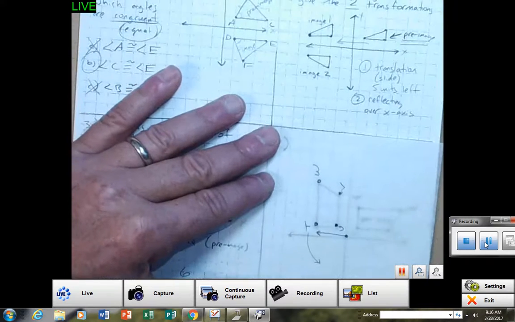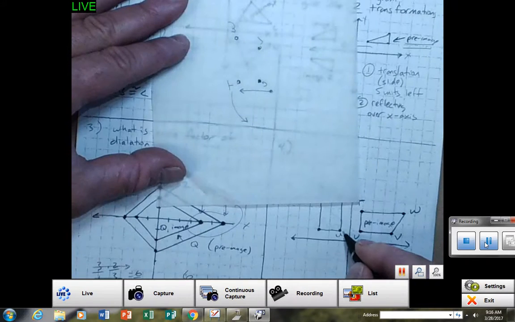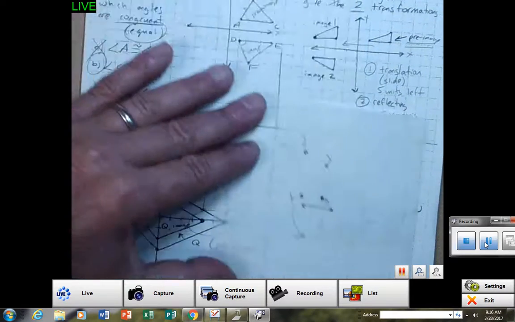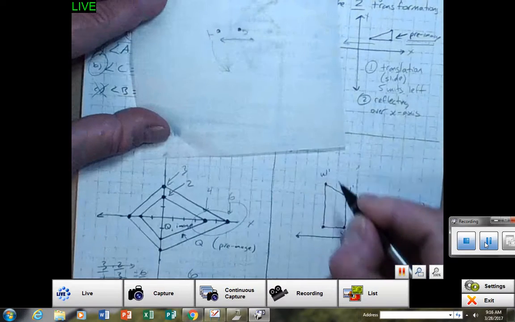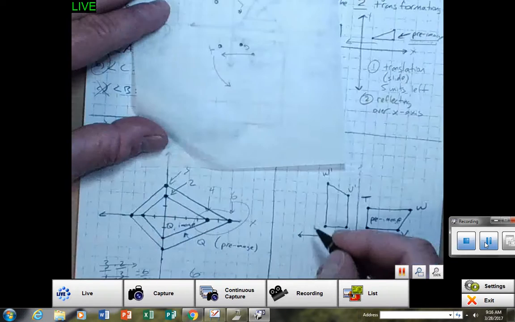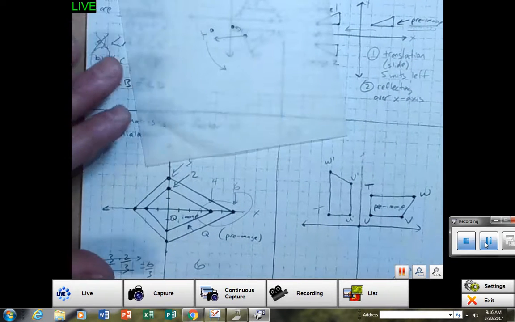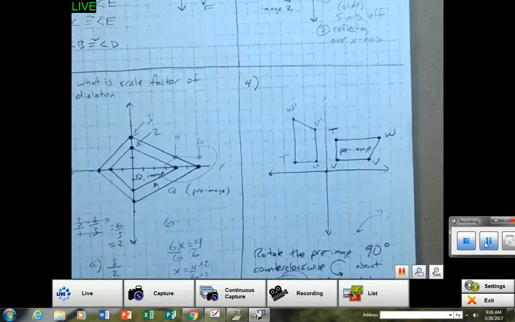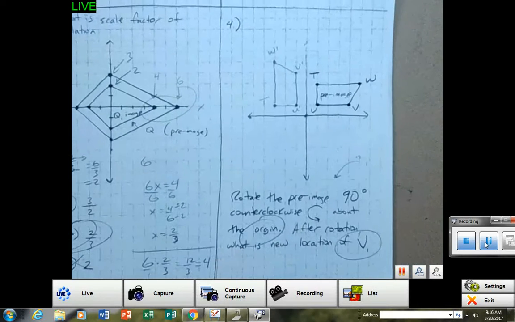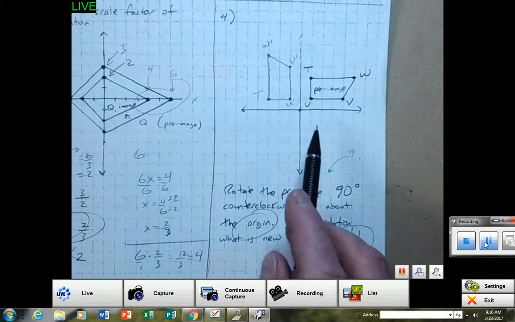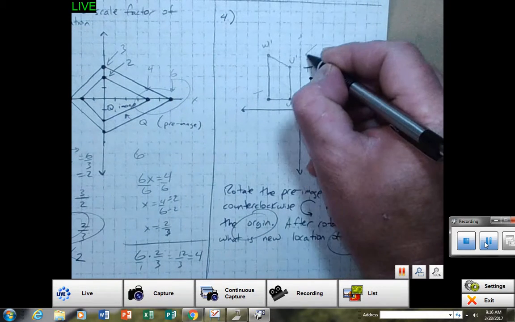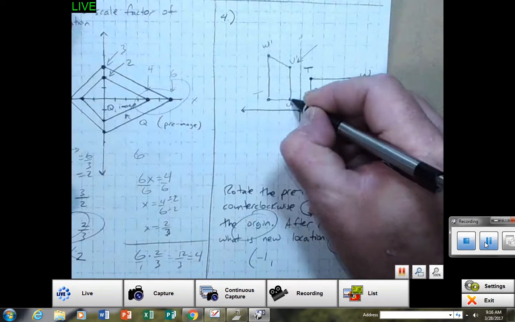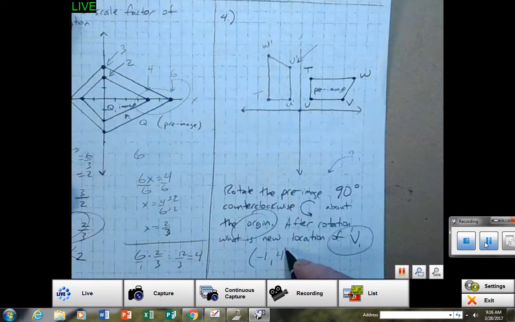So this right here is the new U. Up here is the new V. Right here is the new W. And then down here is the new T. It's asking what is the new location of V after the rotation. So if I'm looking at it, the new location of V after I rotated this is this point right here. So that coordinate is -1, 1, 2, 3, 4, -1, 4.